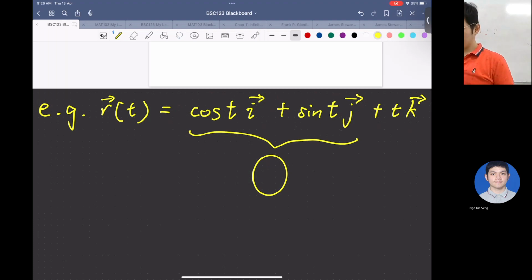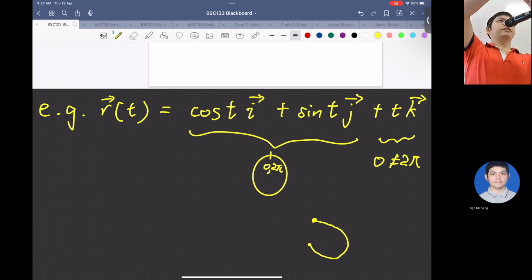But why is it a circle? Because when we put t equals 0 and 2 pi, they are the same. But in this case, in the z coordinate, are 2 pi and 0 the same or not? Different, right? So in the z coordinate they should split. They should go around and then go up. Meaning you cut the circle at the 0 point, and then you spiral up.